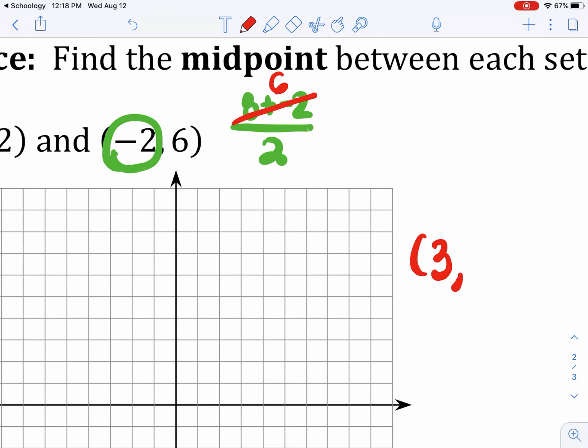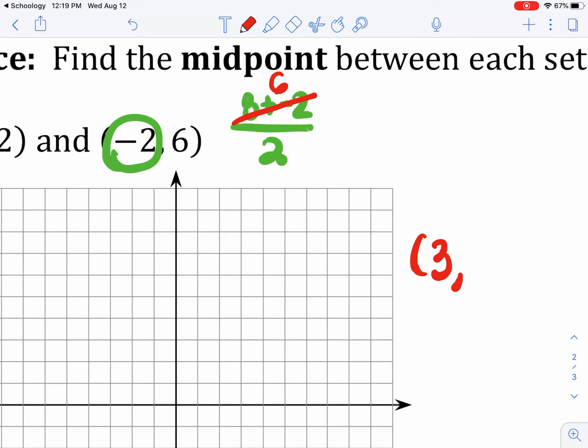Okay? If you're using a calculator, this is important. Okay, so if you're using a calculator for this problem, because your mental math is a little rusty right now, I want you to type in 2 different things in your calculator. I want you to type in 8 plus negative 2 divided by 2. See what you get as an answer.